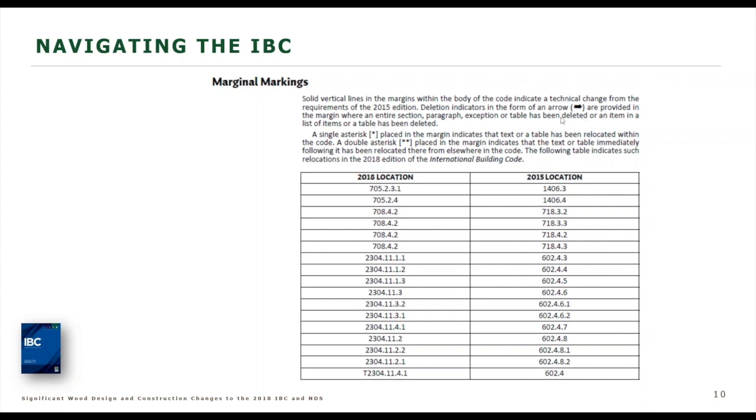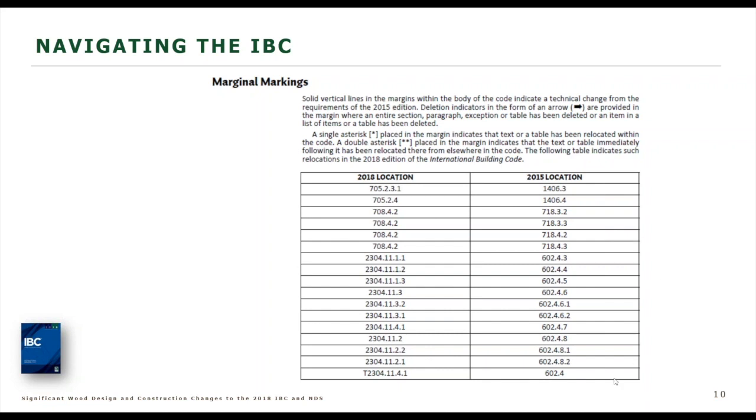And if there is a horizontal arrow that's shown here, that means there was a deletion in the section of the code. And then if we have a single asterisk, that means that in that section, a table or text has been relocated somewhere else in the code. And then a double asterisk means that in that section where the double asterisk occurs, that text or table has been relocated from another area into the area where the double asterisks are.